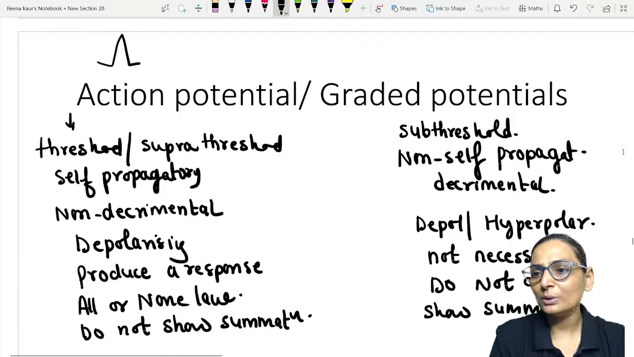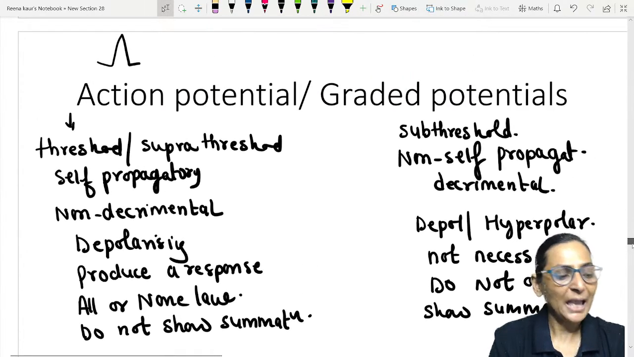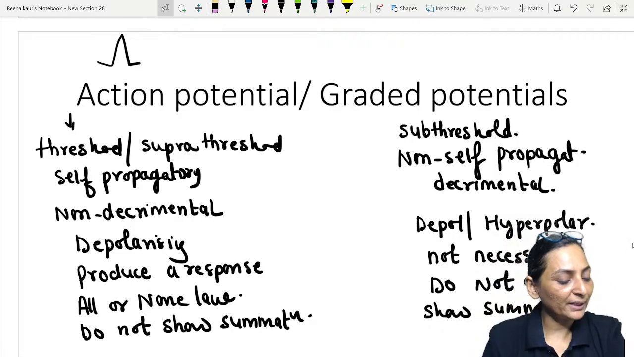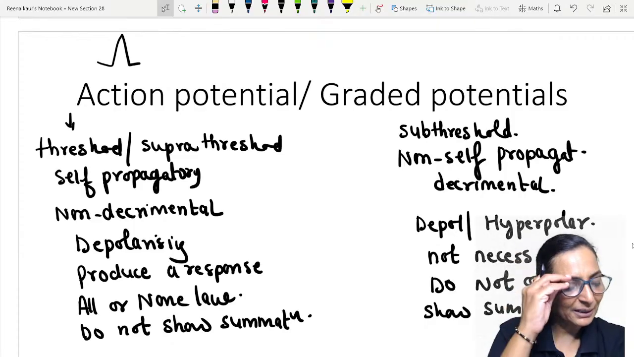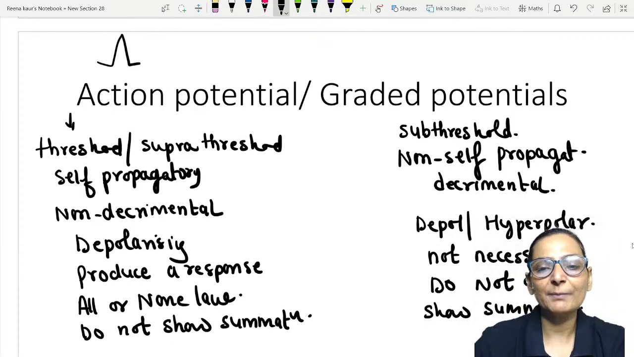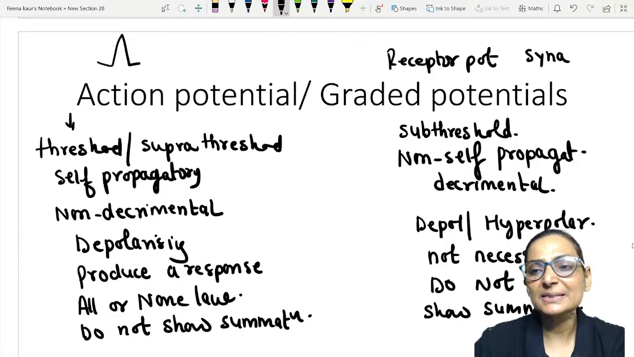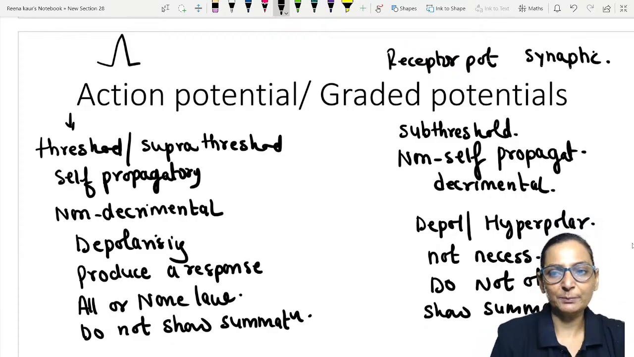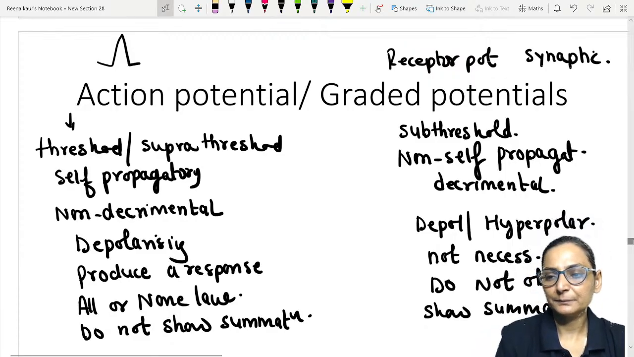So ये short note जैसा भी आता है, difference between the local and the action potential. तो यहाँ पर अगर आप मुझसे पूछोगे कि examples बताओ graded potential के, तो हम बाद में पढ़ेंगे, but for now you must remember receptor potential and synaptic potentials, they are all examples of graded or local potentials.